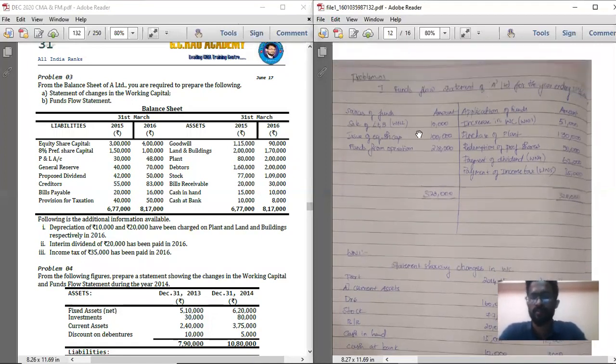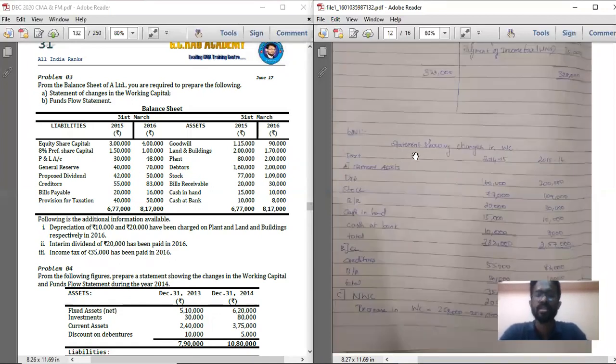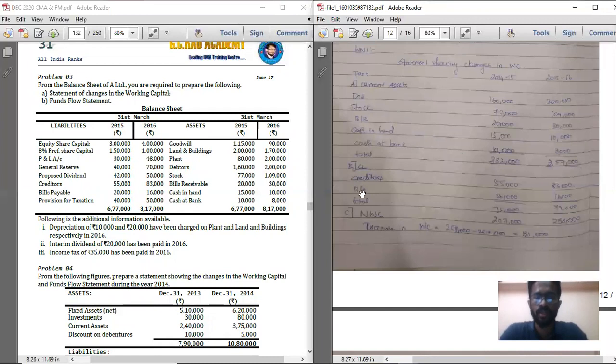Now come to answers. First put the fund flow statement, then source of funds and application of funds. Then the first working note is always changes in working capital. So we should calculate what is current assets, total it. What is current liabilities, total it.